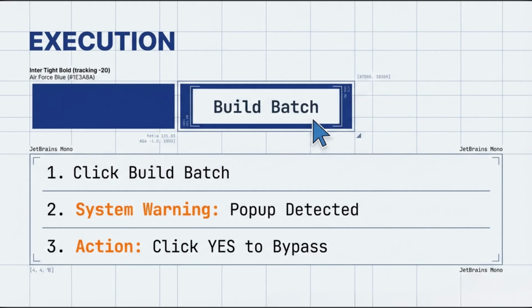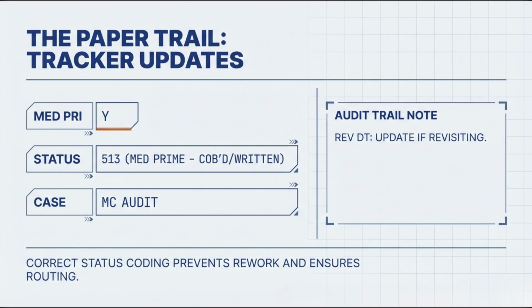See how every step, even a system warning, has a precise, logical response in our workflow? That's efficiency, people. Accuracy and tracker updates? It's the backbone of preventing rework. See that Med-Pri-Y? That immediately tells us something crucial. Medicare is primary. And what does a sharp COB analyst do with that information?